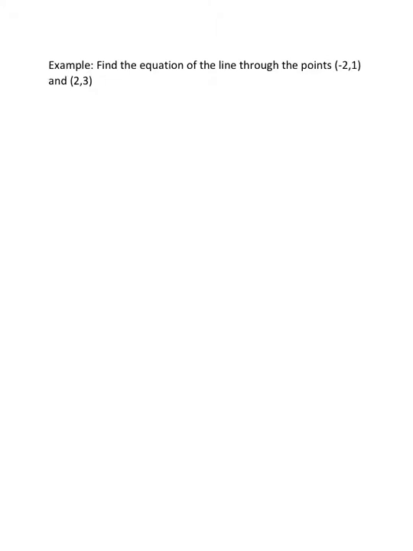So let's start with an example. We've got a pair of points here, negative 2, 1, and 2, 3, and we're trying to write slope-intercept form, or we're trying to write the equation y equals mx plus b. So what we've got here is 2 points, negative 2, 1, and 2, 3. So let's label those points as our x1, y1, x2, y2. And the two things we need are the slope and the y-intercept.